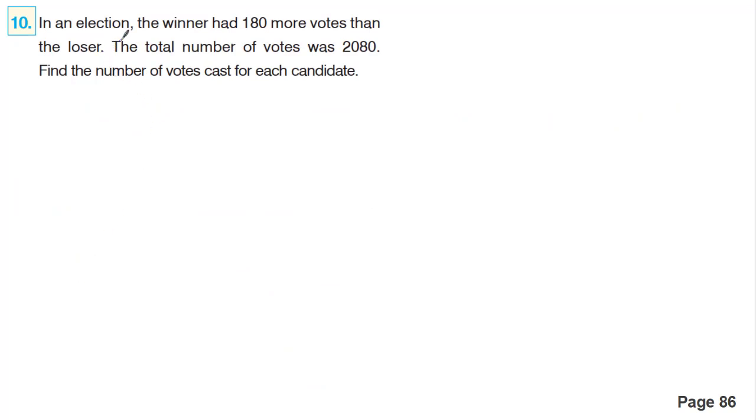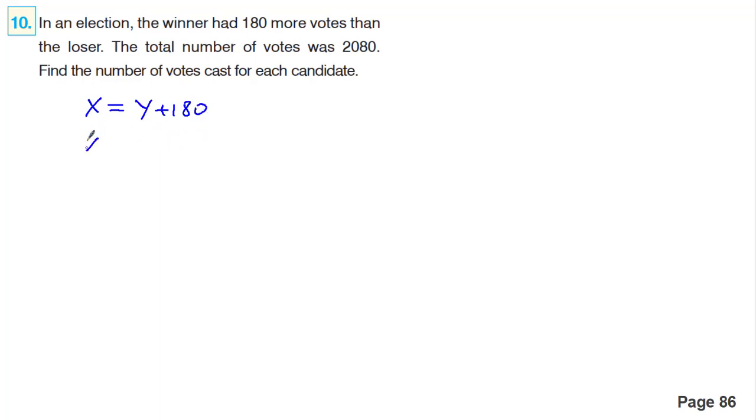In an election, the winner had 180 more votes than the loser. The total number of votes was 2080. Find the number of votes cast for each candidate. So let's say we have candidate X and candidate Y. The winner had 180 more votes than the loser. Let's say X was the winner and Y the loser. So the votes for the winner were 180 more than for the loser.